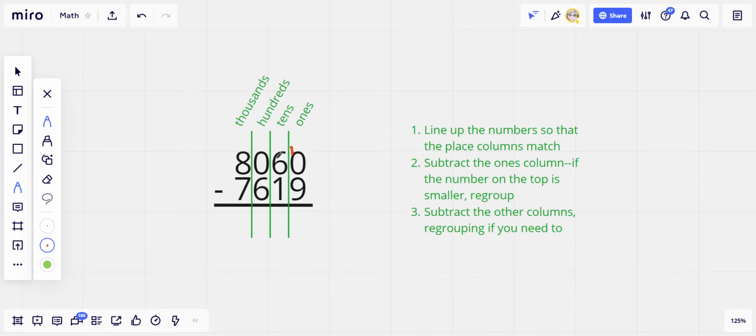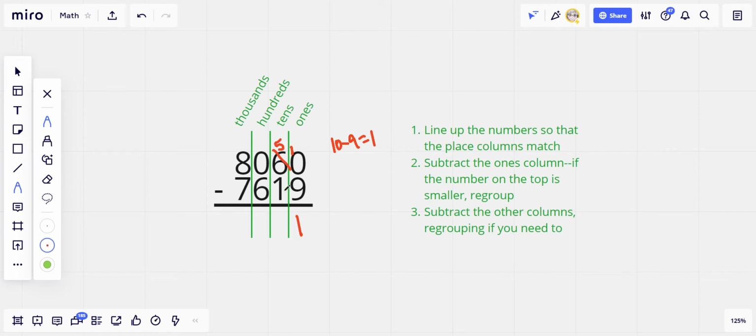And then if I took a 1 and added it here, I've got to take it away over here. So this 6 becomes a 5. So that's the regrouping. Now I can do the subtraction. So 10 minus 9, well, that's just 1. So that 1 goes down there.